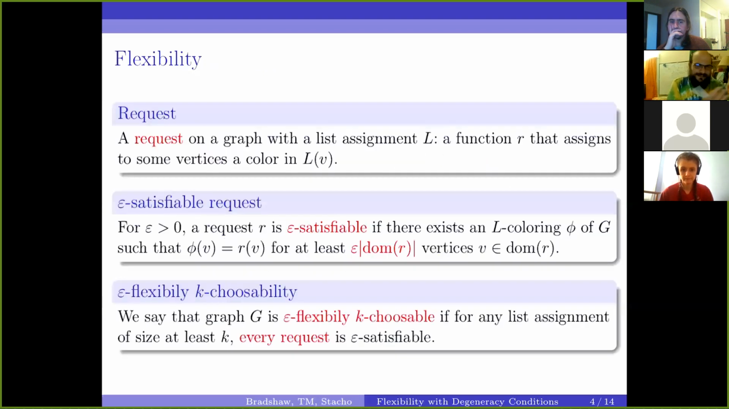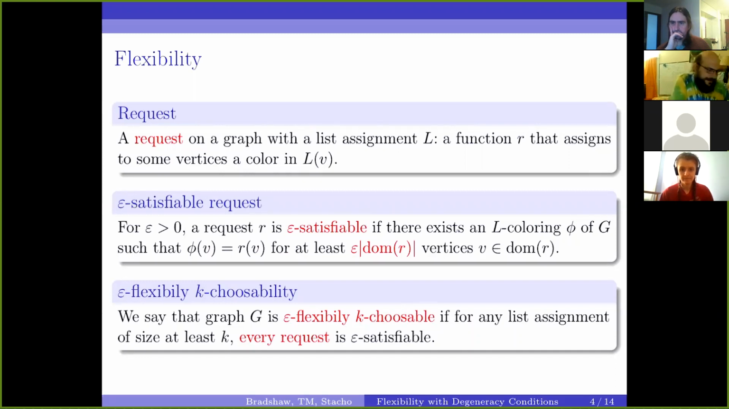So let's take this intuition and look at it more formally. We define what a request is. A request is defined for a graph and for a list assignment L. It's a function that assigns preferences to vertices, and we are allowed to assign the preferences only of those colors that are available in the lists. We cannot wish for a color that we cannot get.